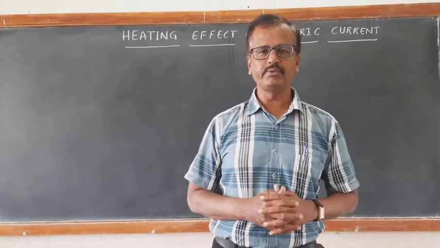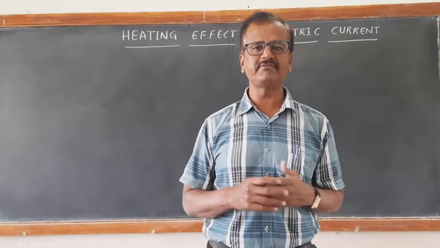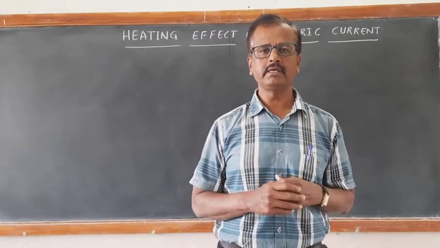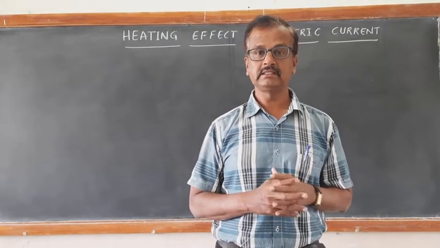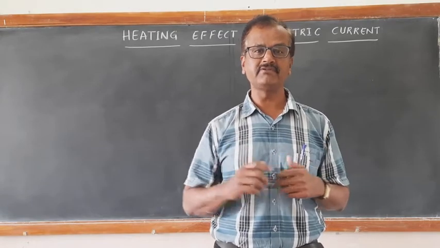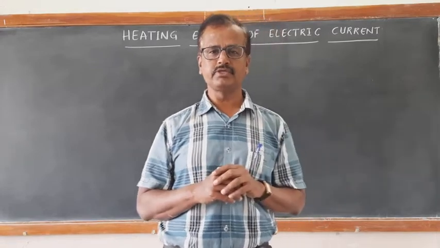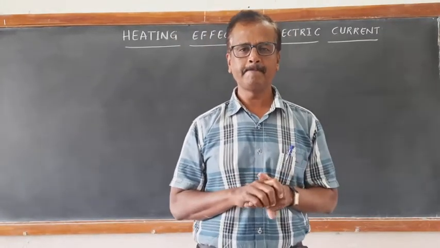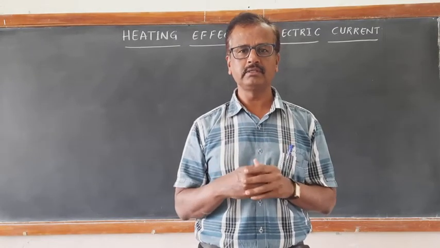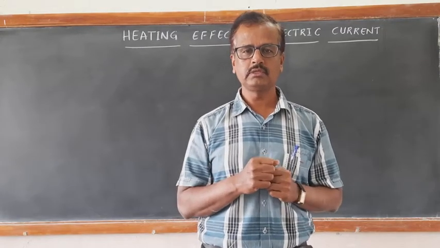So, in the previous video, we have solved a number of numerical problems on combination of resistors. Today we will learn a very important effect of electric current, the heating effect of electric current. You all know the examples of electric iron and electric heaters. When they are connected to the main supply, the heater becomes very hot and is used for heating the water. Similarly, the electric iron, you use it for pressing the clothes.